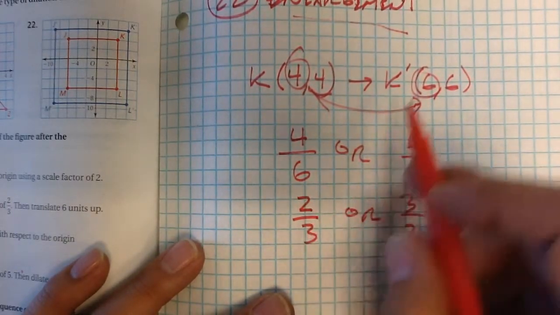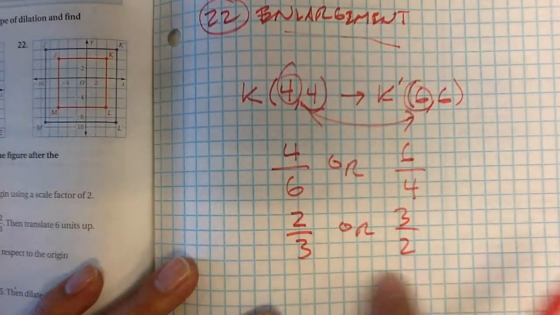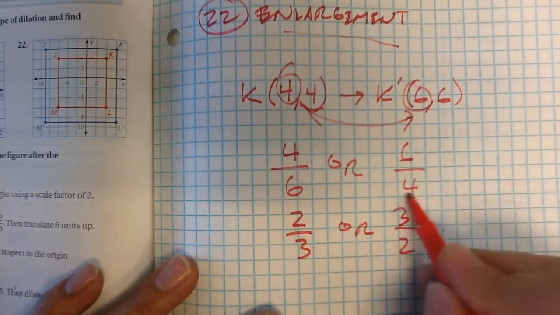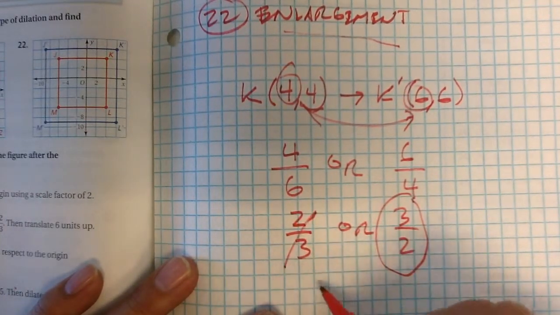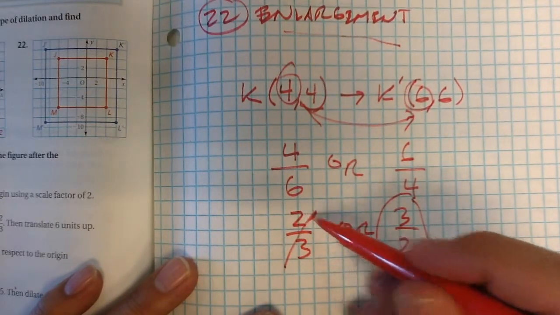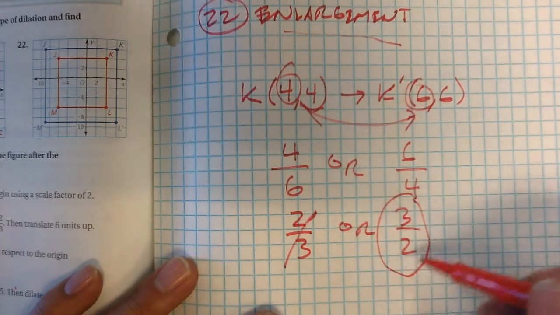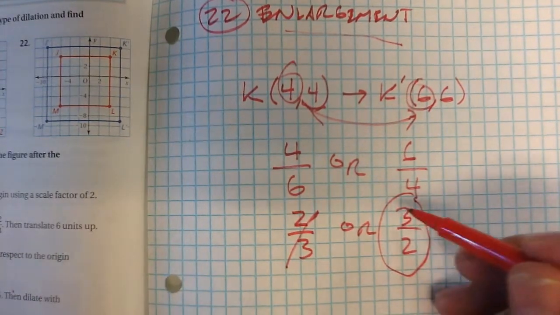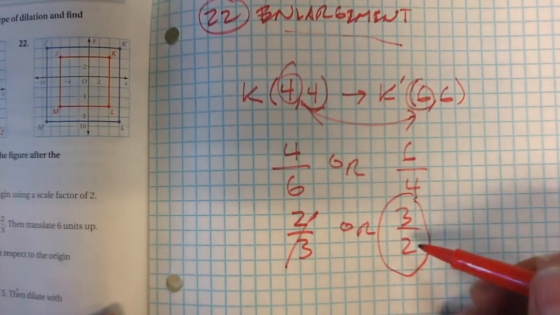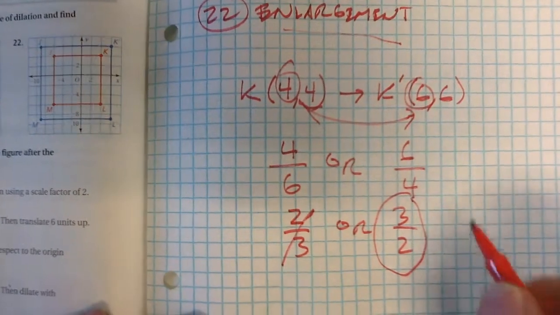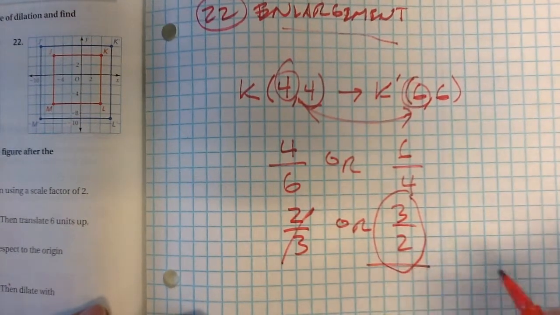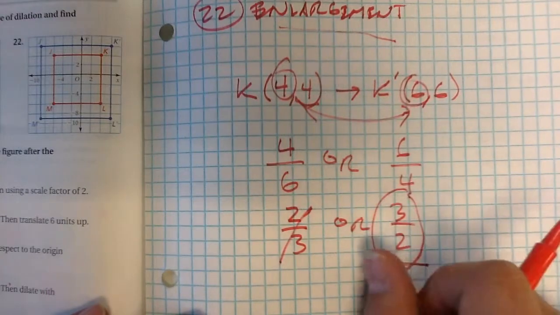You have to ask yourself, well, if it's an enlargement, which of these is bigger than 1? Well, it's this one. Okay, we don't want to use this one because 2/3 implies that we're shrinking it to 2/3 the size. We're trying to make it bigger. So we're going to go with the ratio that's larger than 1. 3/2 is the same thing as 1.5. All right, so that's our scale factor of K. Now, that was one way to do it.